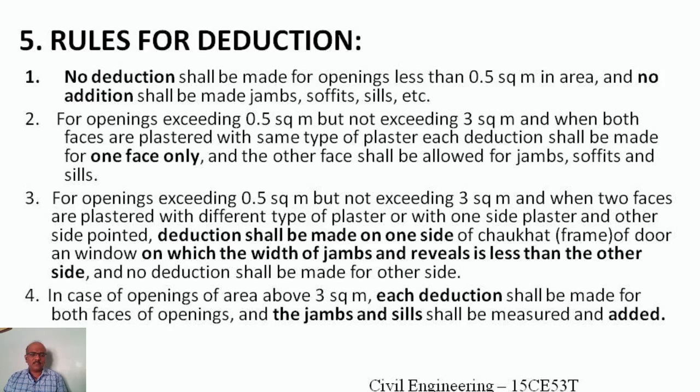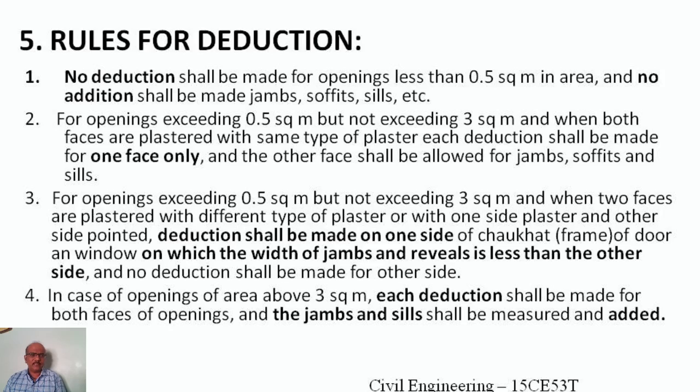And here we have discussed when the area of opening is less than 0.5 square meter, no deductions and no additions have to be made. And if the area of opening is more than 0.5 square meter and less than 3 square meter, and both side plastering is the same item, only one side plastering is deducted and the other side plastering is allowed for the jambs, soffits and sills of the opening.